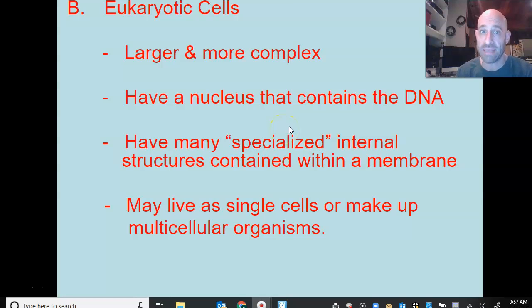The DNA is contained inside of a nucleus, and they also have a whole bunch of these specialized little structures that we call organelles. And each one of those organelles has a job. Bacteria have some of those organelles, but eukaryotic cells have a lot of different organelles. So these are going to be much more complex. You can have a single-celled eukaryotic organism, or you can have a multi-celled eukaryotic organism. You can't have a multi-celled prokaryotic organism. They only come as a single cell. But eukaryotic cells are much more complex.